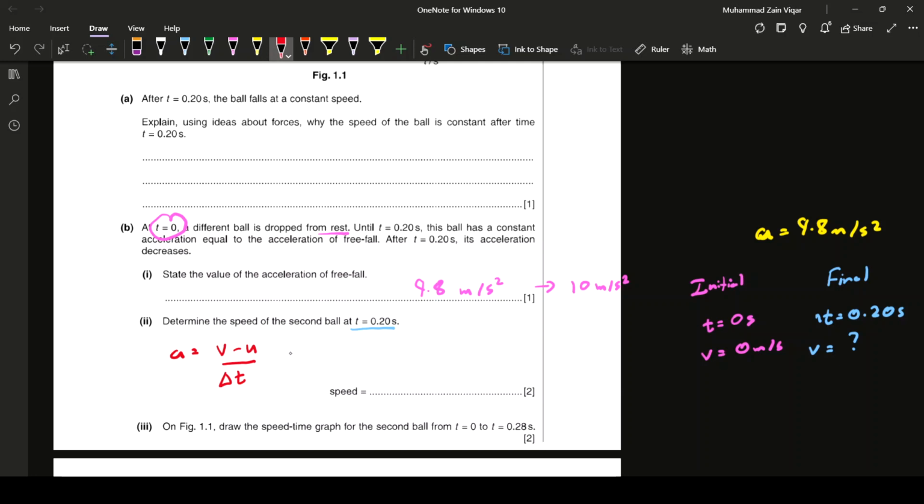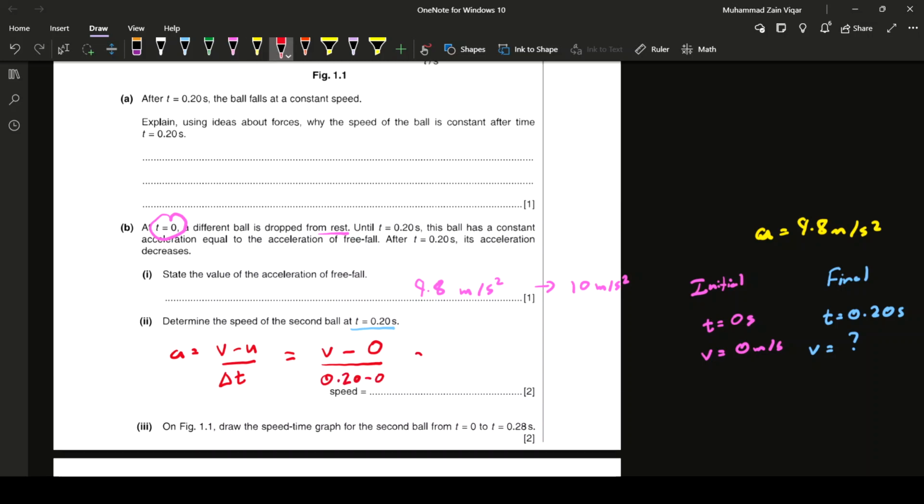Where v is the final velocity, u is the initial velocity, and the change in time is the change in time. The final velocity is unknown, so I'm just going to name it v. The initial velocity, since it started from rest, is equal to 0. And for the change in time, the final time was t equals 0.20 seconds, and the initial time was t equals 0 seconds.